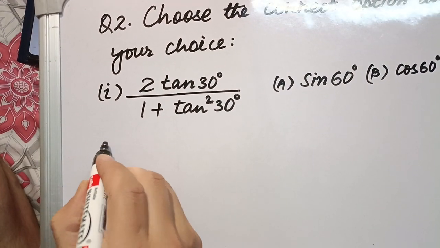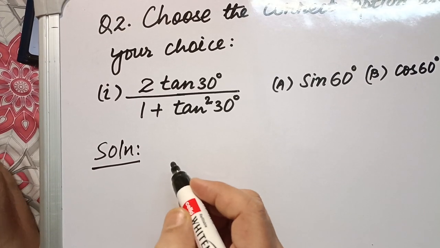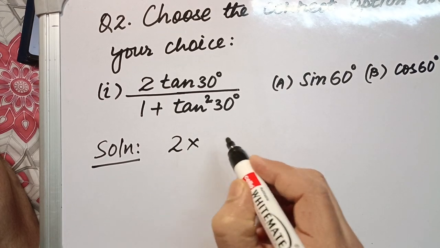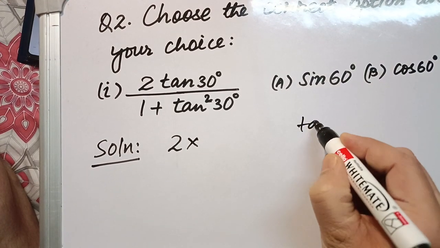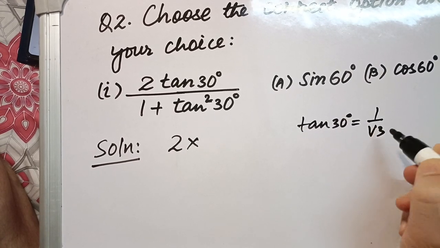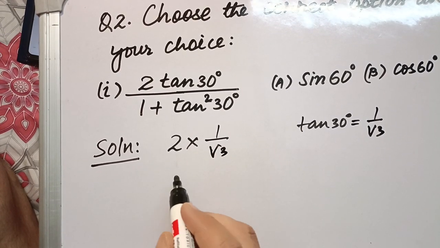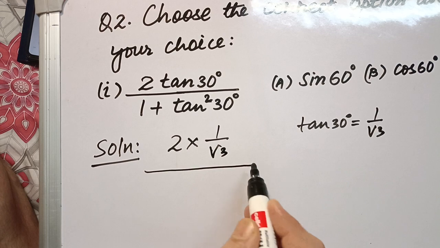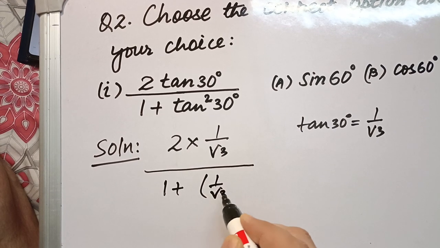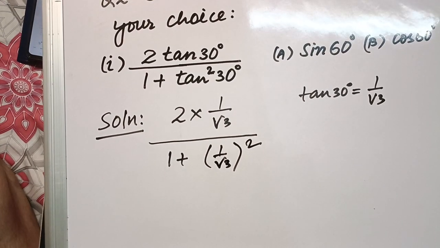In order to solve this question, you need to have the value of tan 30 degree, that is 2 into tan 30. Value of tan 30 degree is 1 by root 3. Put the value in the numerator and the same thing goes with the denominator as well: 1 plus 1 by root 3 whole square. You have to square it out.